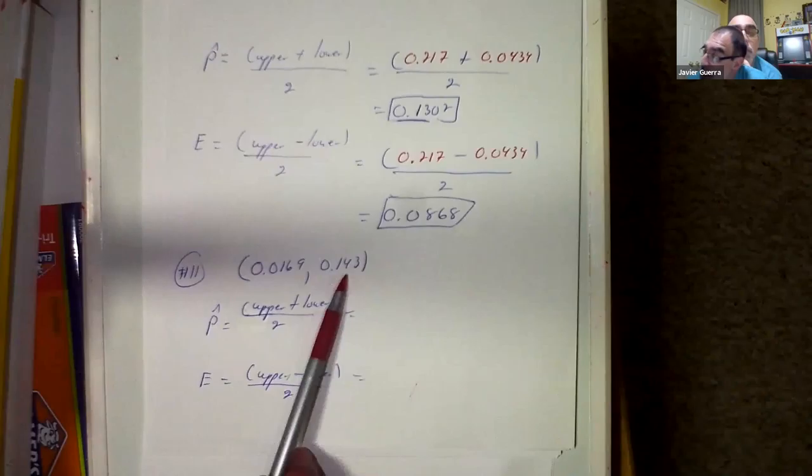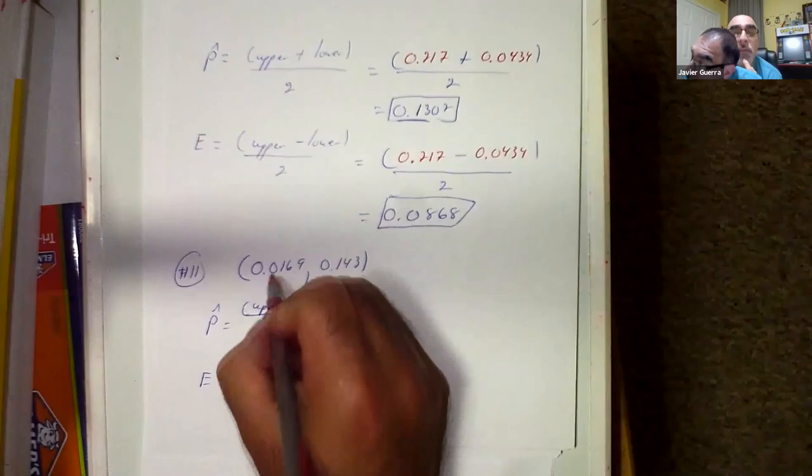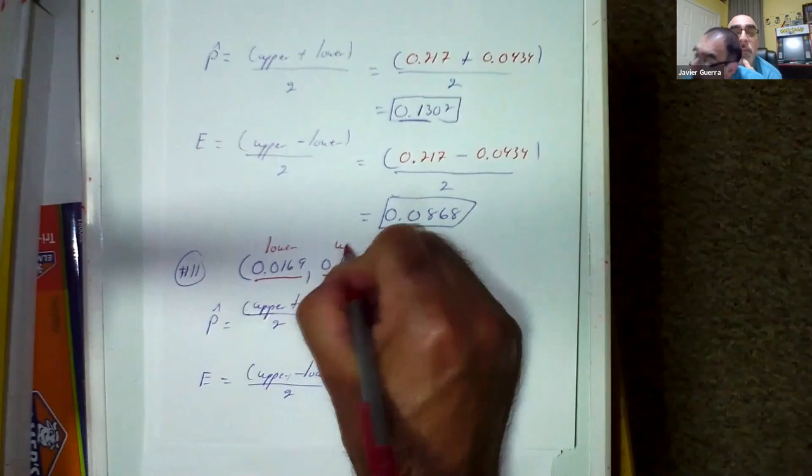So here's the confidence interval. Again, leftmost number is your lower, and the rightmost number is your upper. And you just simply substitute into the formulas.